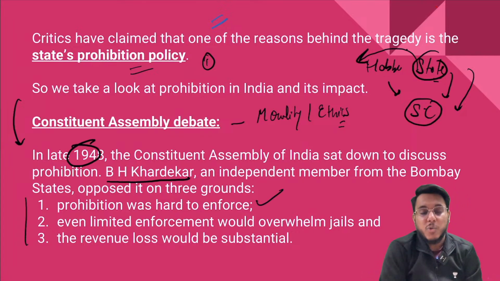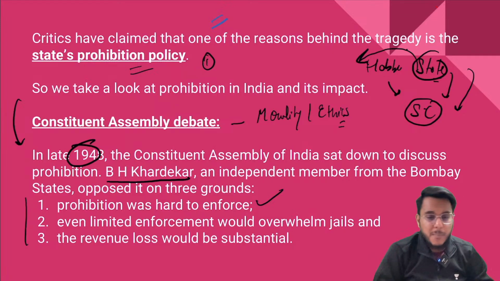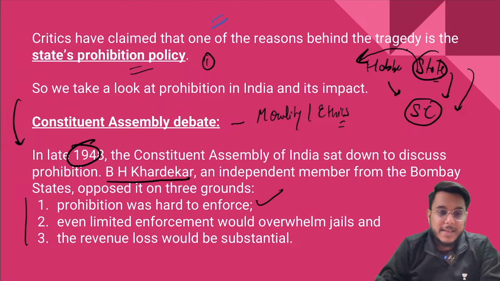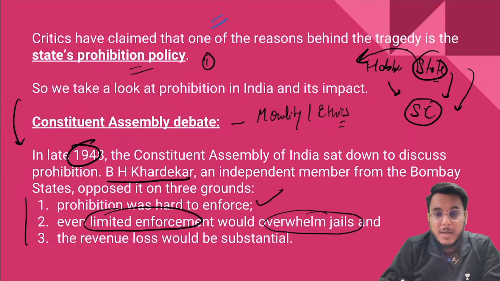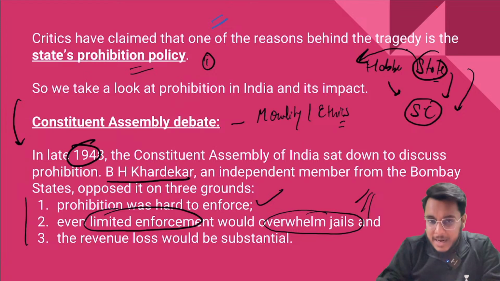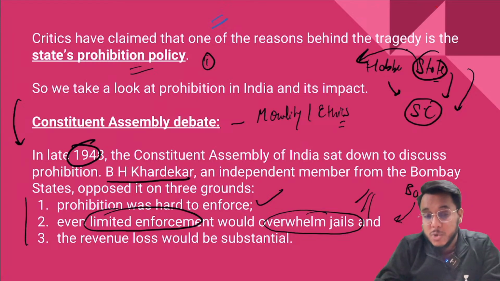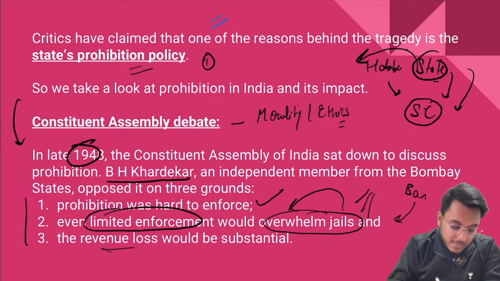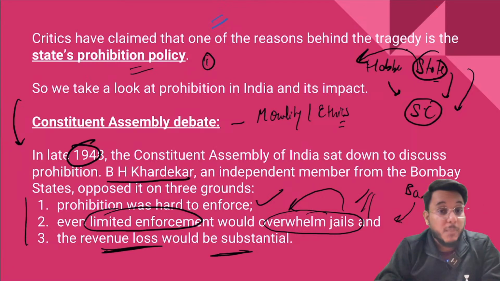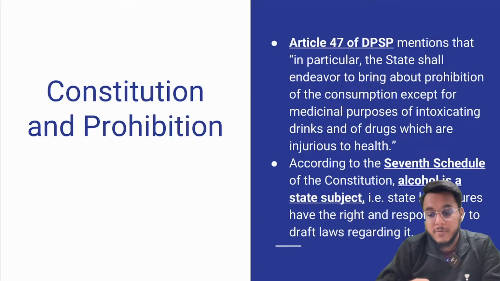Reason number one, it is very hard to enforce complete prohibition, because some underground network will anyhow develop, and through that network people will consume alcohol, so the ban is not enforceable. Second, even with limited enforcement of this ban, it would overwhelm the jails. Suppose the ban is enforced, the people who still consume alcohol will be charged and put into jail, and given the number of people who consume alcohol, it will overwhelm the prisons. The next reason is revenue loss, because most of the states are dependent on the revenues coming from alcohol sale.